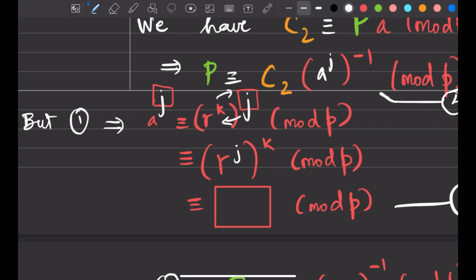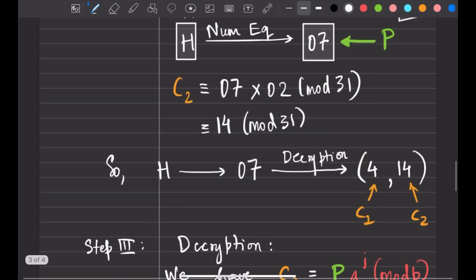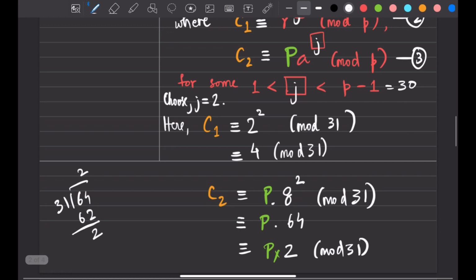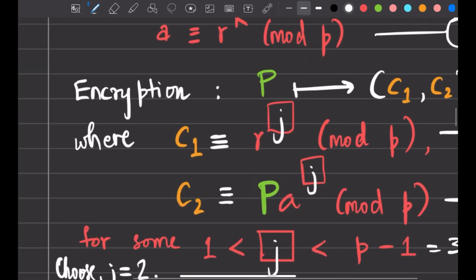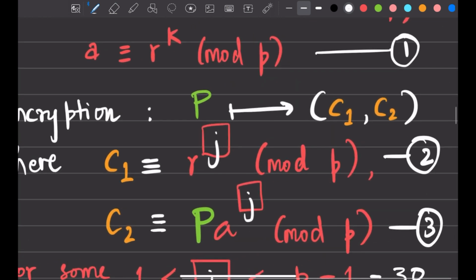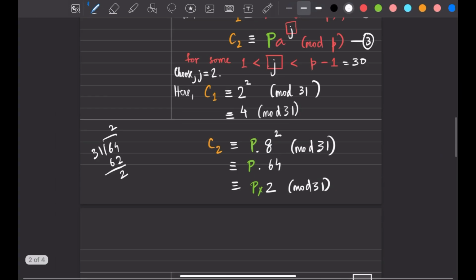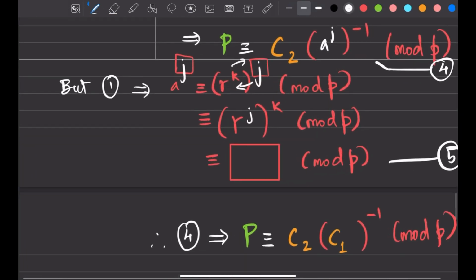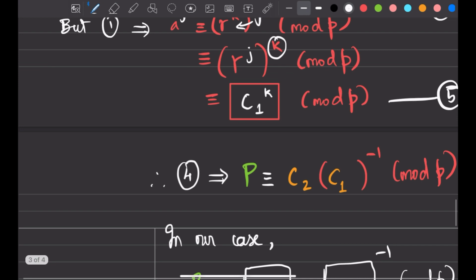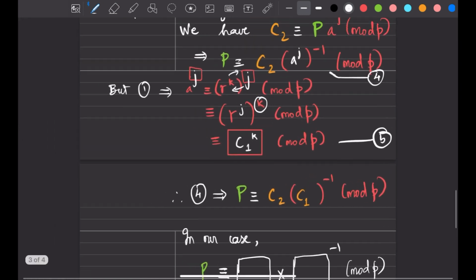Why do I need this? Because I know what my R raised to J is. If you look at equation number 2, R raised to J is nothing but your C1 modulo P. So I can replace my R raised to J as C1. And because there is a K over here, the K stays over here. And I have a formula for my plain text now.